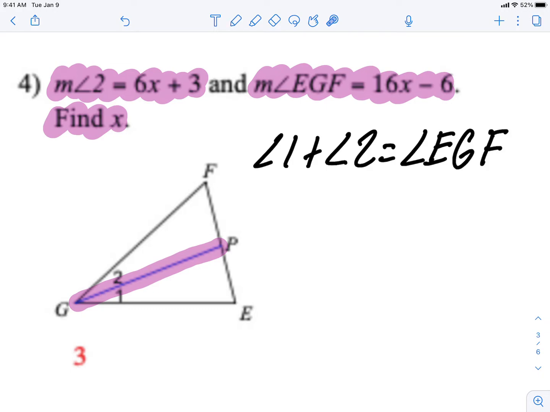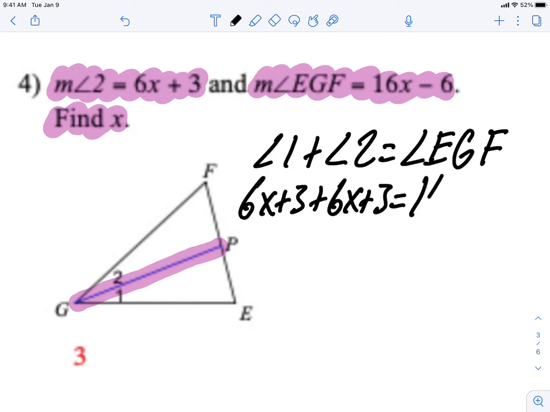Well, again, just like number 3, we don't have angle 1. They don't give us angle 1 anywhere. But we know that these two are the same. And if angle 2 is 6x plus 3, then angle 1 is also 6x plus 3. So angle 2 is 6x plus 3, and angle EGF is 16x minus 6.